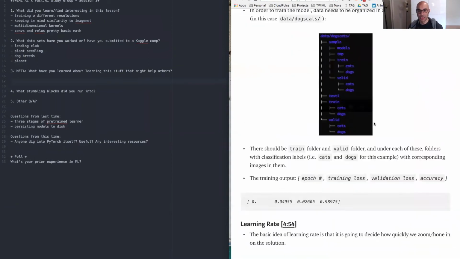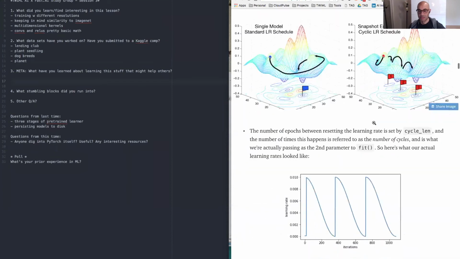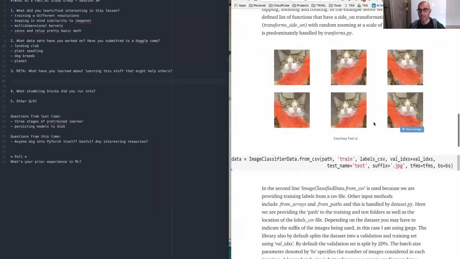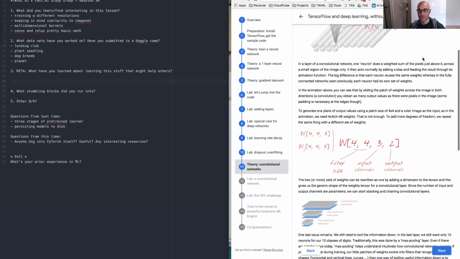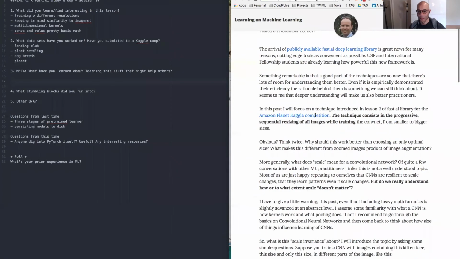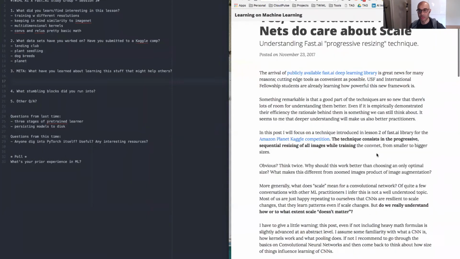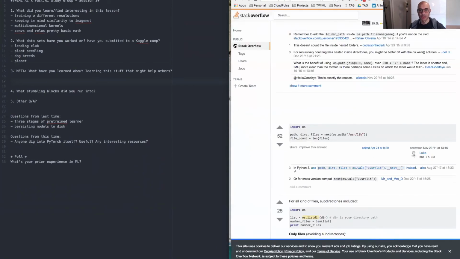So I think some of the things I came across this time were, I think that was from the past one. I continue to find the Fast.ai wiki and lecture notes useful. This also might have been last time. Somebody shared this one? Yeah, that was me. Was that you, Kai? Yeah. This was another interesting one. Yes, convolutional neural nets do care about scale, and it talked about the resizing issues. I don't think actually any of that was new, I think most of that we talked about last time.